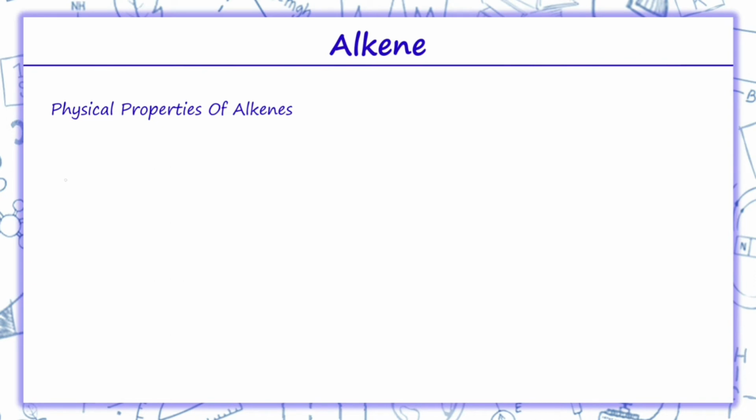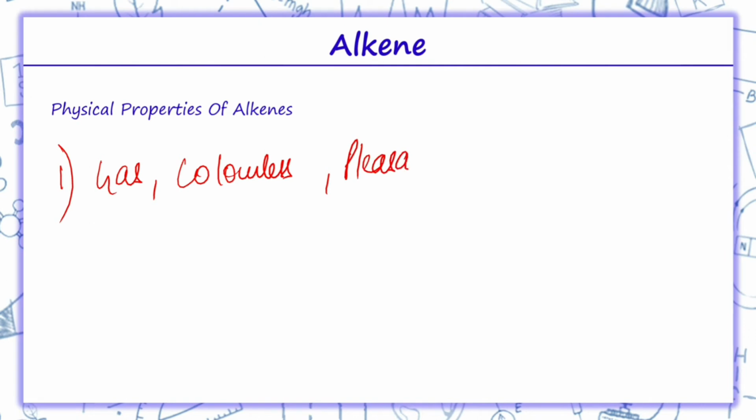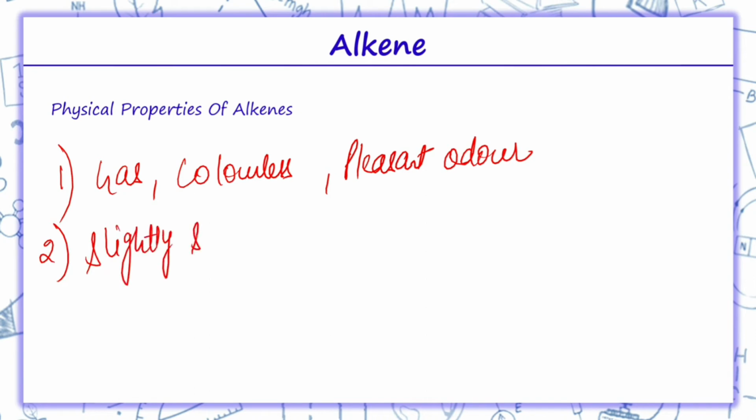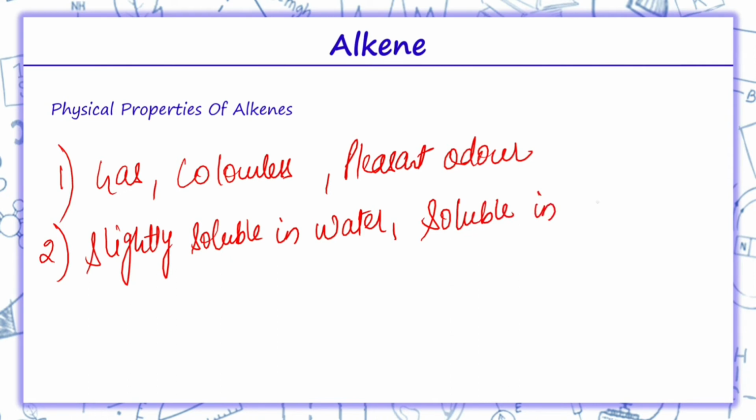Physical properties of alkene. If we talk about its nature, color and odor, it is gaseous in nature, colorless, with a pleasant odor. When we talk about its solubility, it is slightly soluble in water, but yes, they are soluble in organic solvents.